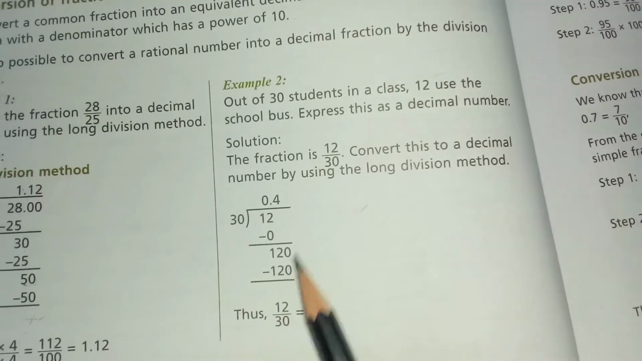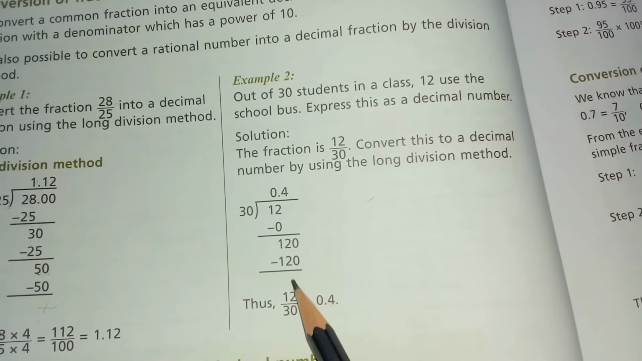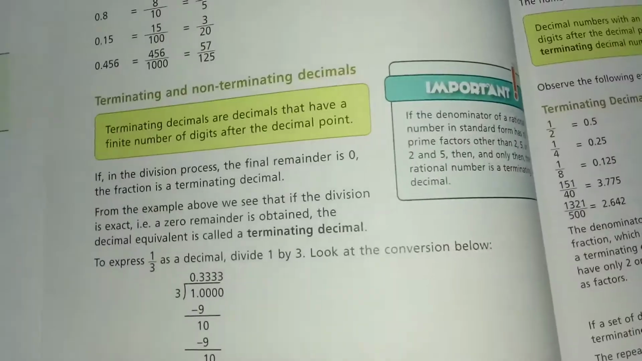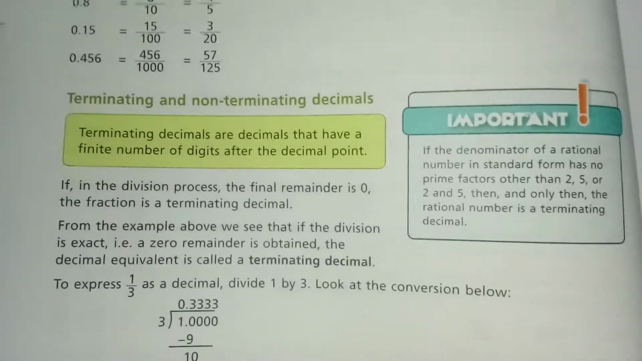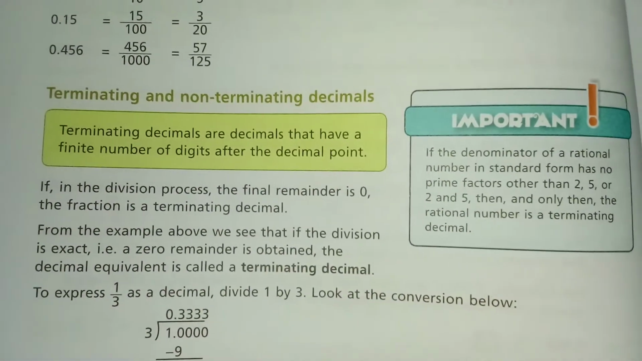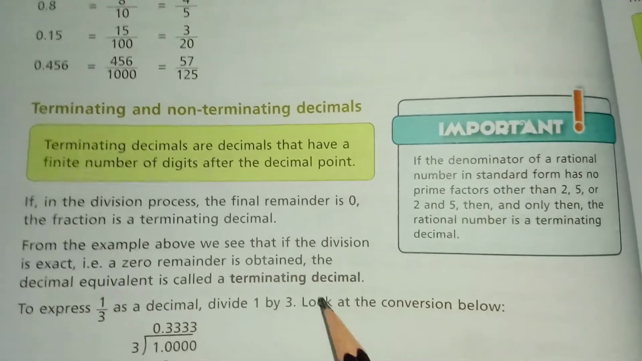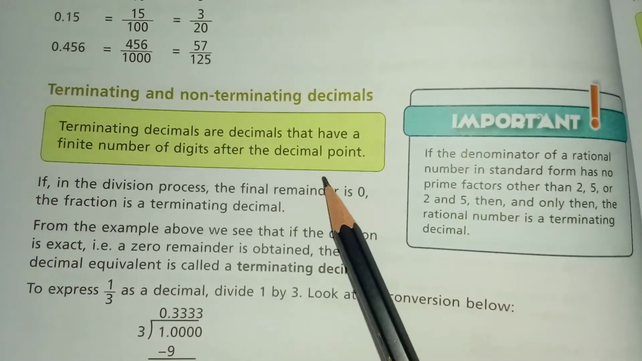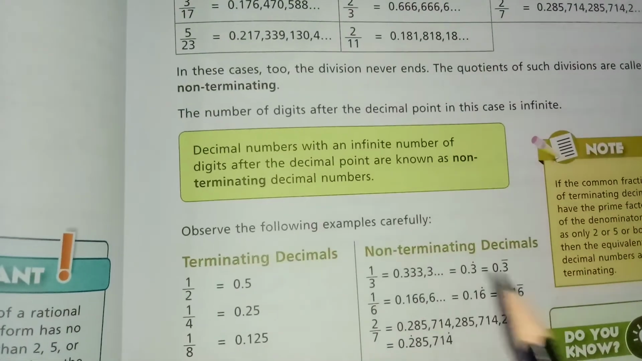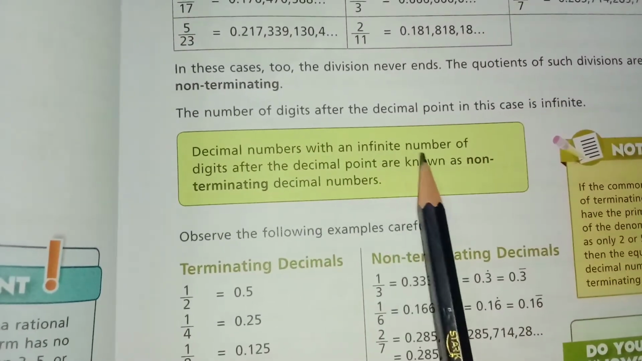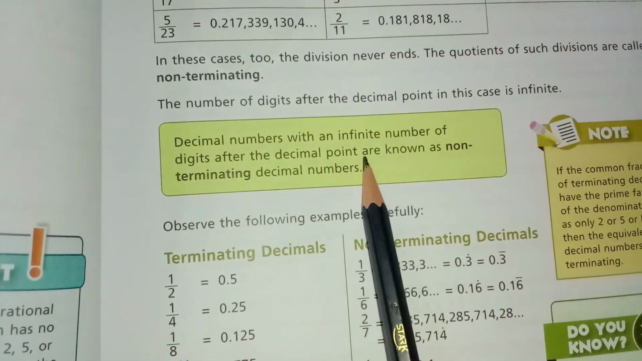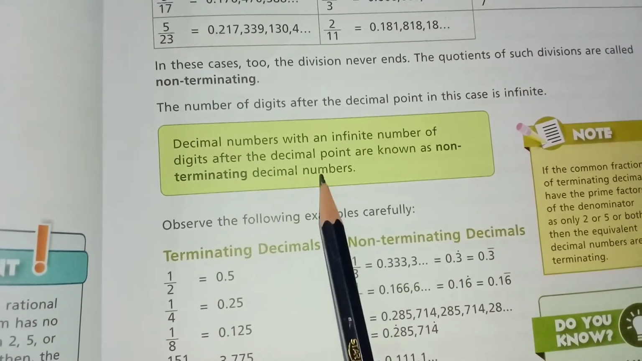And 12/13 is also a terminating decimal because the division process ends. Now we have to differentiate between terminating and non-terminating decimals. Terminating decimals are the decimals that have a finite number of digits after the decimal point. And the decimals with an infinite number of digits after the decimal point are known as non-terminating decimal numbers.